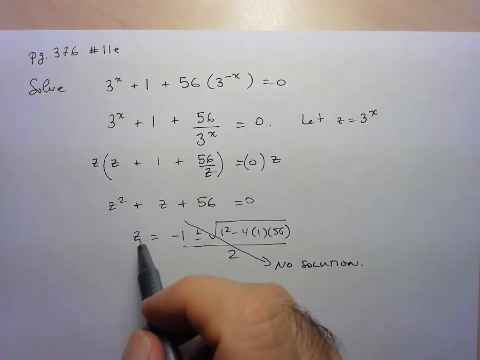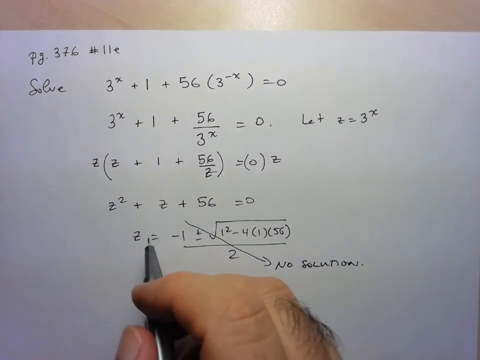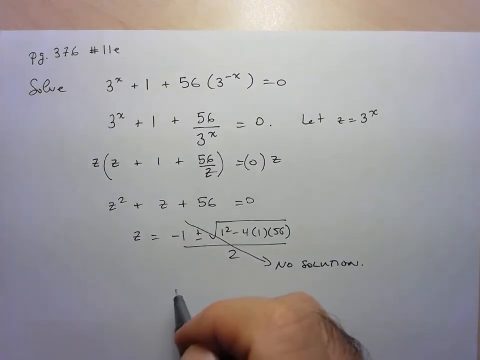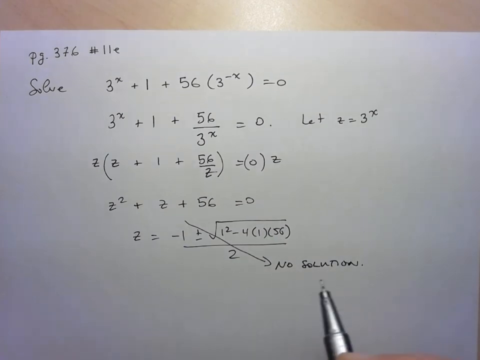Normally, at the end, I would replace z by 3 to the x, but in this case z itself had no solution, so that means 3 to the x has no solution, hence x has no solution. Okay, that's it for this one.